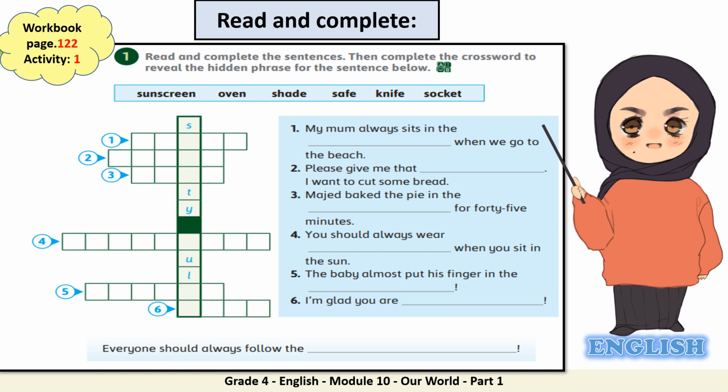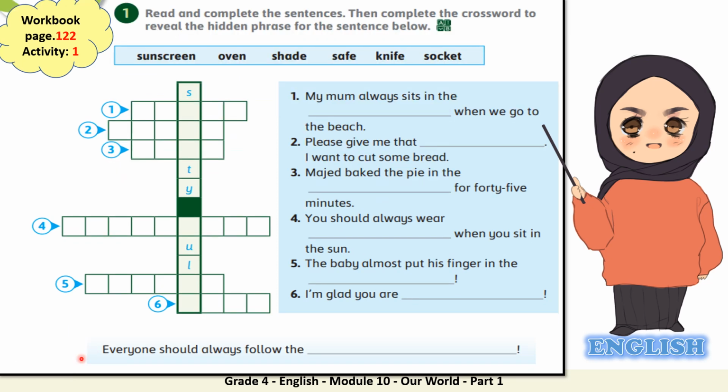Let's practice. Turn to your workbook page 122, activity number 1. Read and complete. Read and complete these sentences, then complete the crossword to reveal the hidden phrase for the sentence below. Here is the sentence, and here we will find the hidden message. Now let's start by reading the words inside the box. Sunscreen, oven, shade, safe, knife, socket.